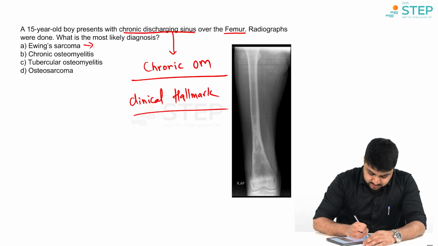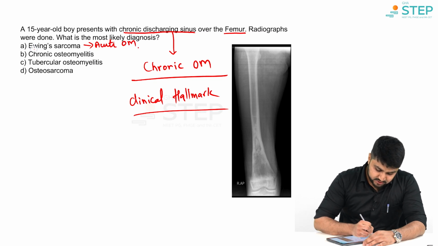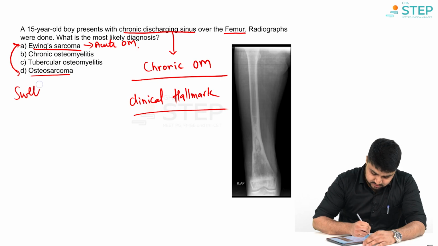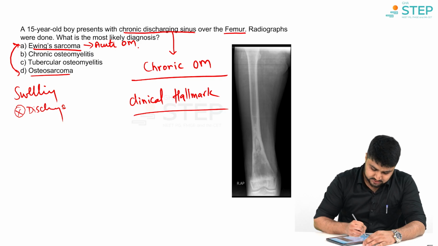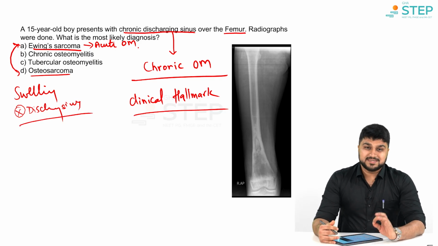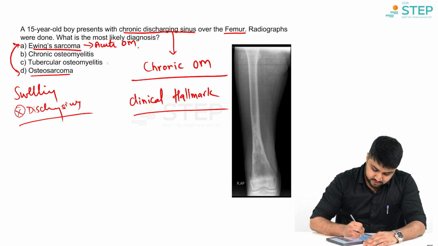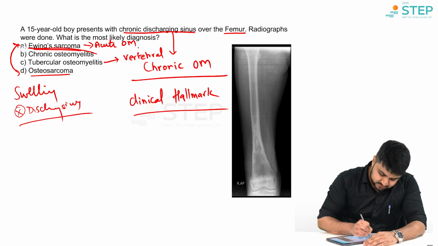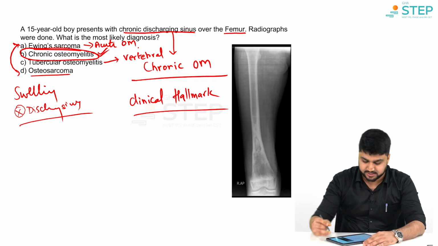Okay, let's still go through the other options. Ewing sarcoma, it can mimic acute osteomyelitis. However, Ewing sarcoma and osteosarcoma, both of them will usually present with a swelling without any discharging sinus. So hence these two are out of the question. Tubercular osteomyelitis is a possibility. However, it usually or commonly affects the vertebral body, and hence the most likely diagnosis here is chronic osteomyelitis.